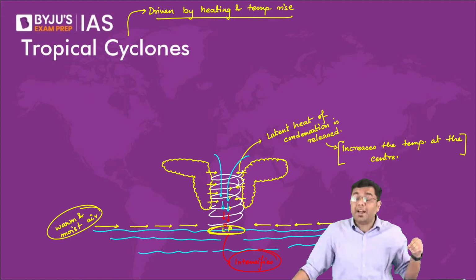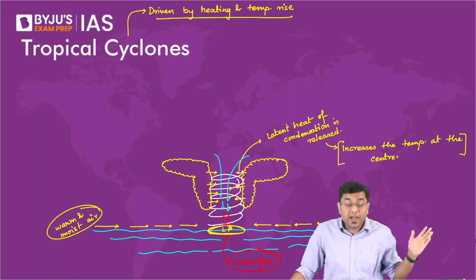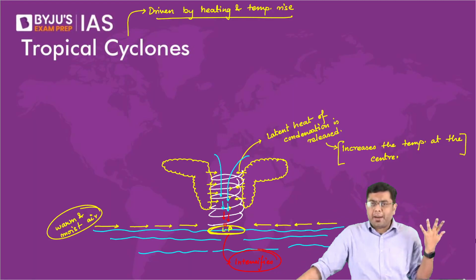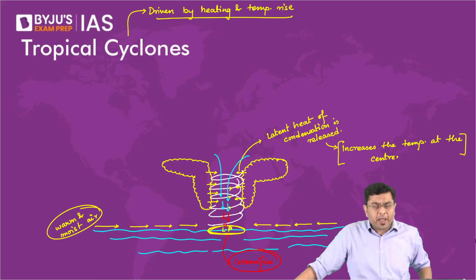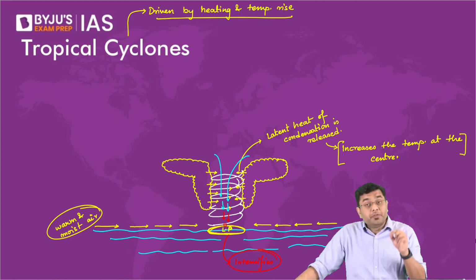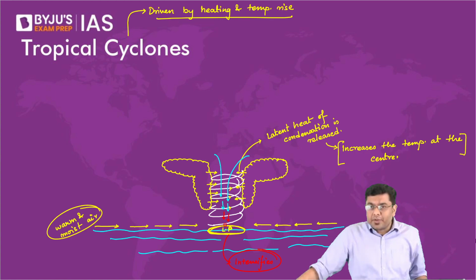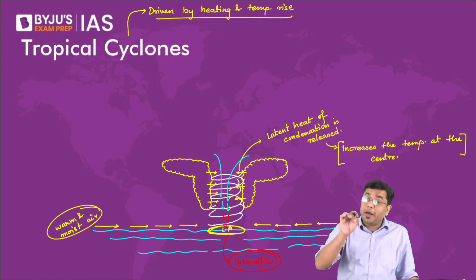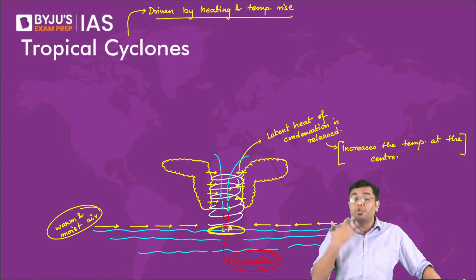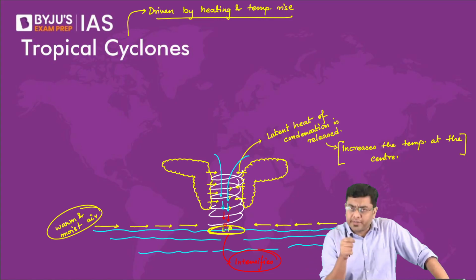If the air had been dry, that latent heat of condensation would not have been released. That intense heating would not have happened. That much condensation would not have happened. That is the reason why this will never exist over land areas. This will always develop only over water bodies. And it keeps on getting much more intense. So the longer this circulation is over a water body, it keeps on getting stronger and stronger.